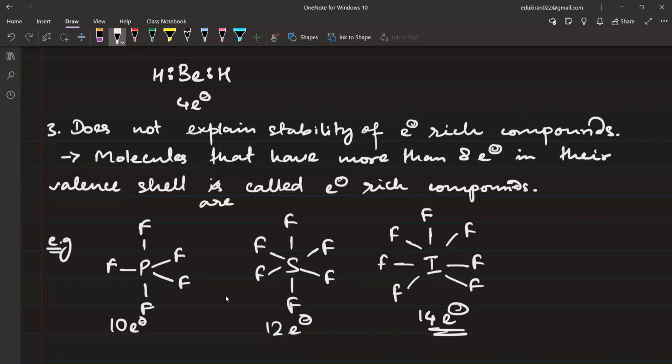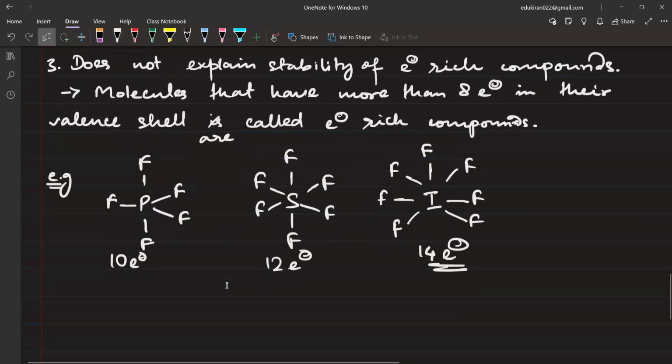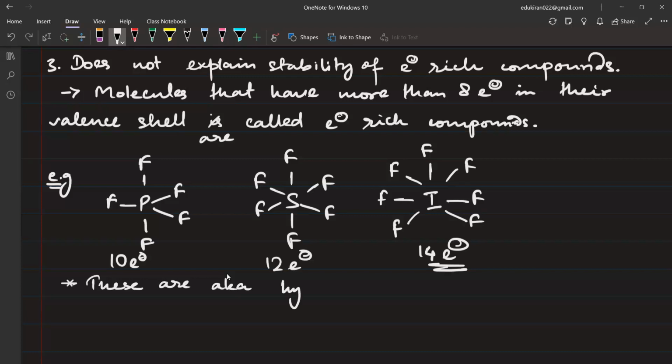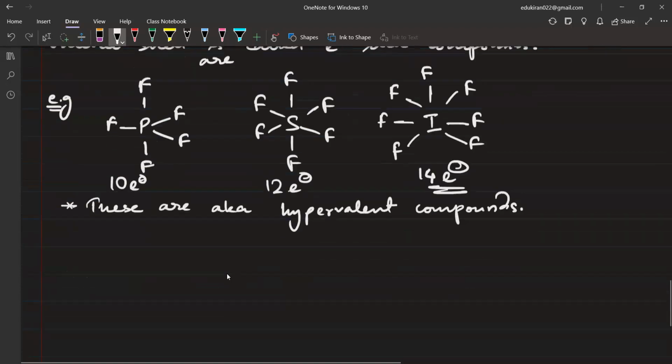There is one more thing, please write. These are also known as hypervalent compounds. So they have valency that is hyper. Valency generally stays fine up to 8. Above that it is hypervalent. So these are also known as hypervalent compounds. Anyway, this is the third one.